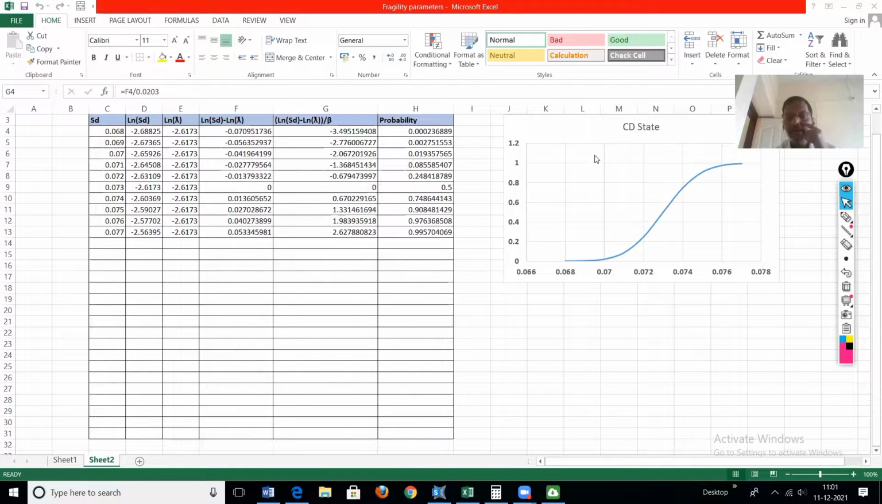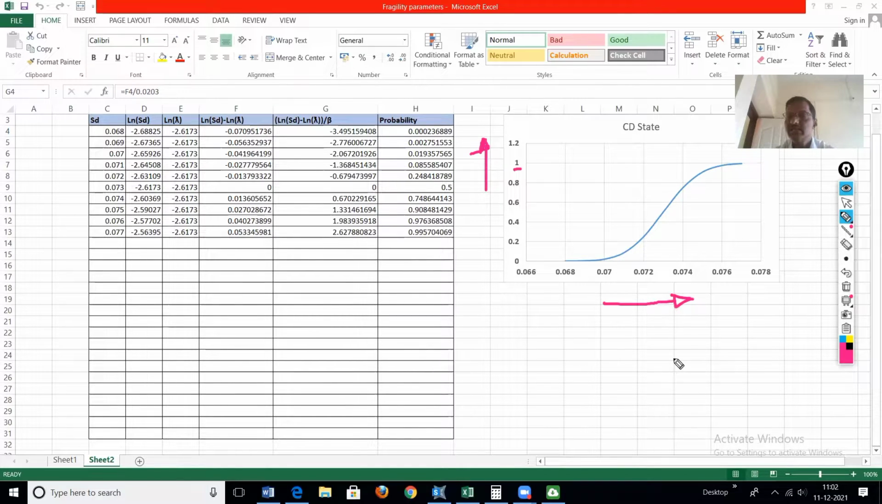Then next, this particular curve, as I said, is a log normal curve. The y-axis is nothing but the probability of exceedance of the damage states. So it is 20%, 40%, 60%, and this is 100% probability. So the y-axis is the probability. And remember, the x-axis is nothing but the seismic intensity.